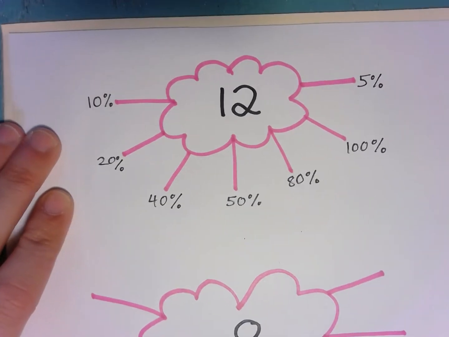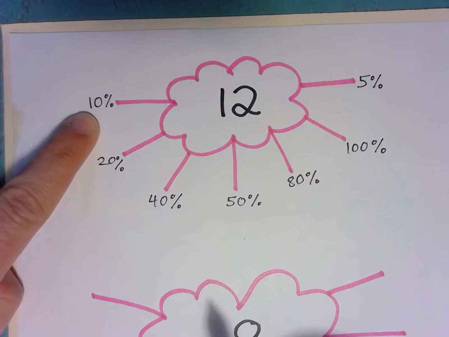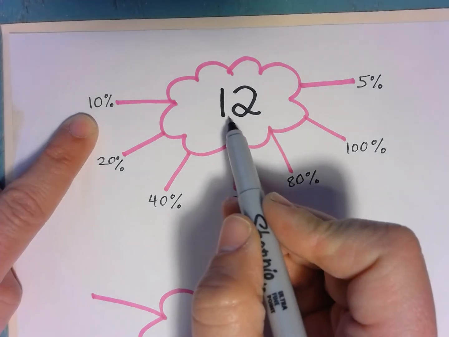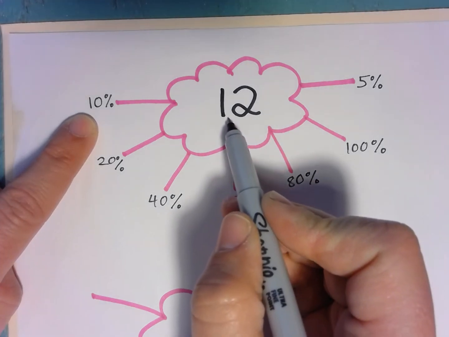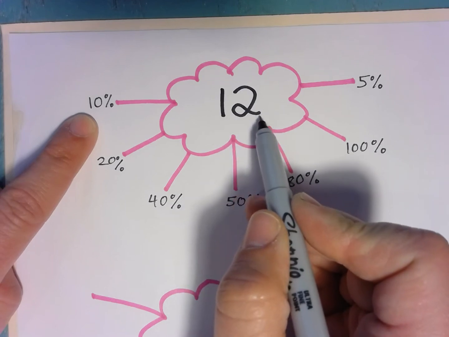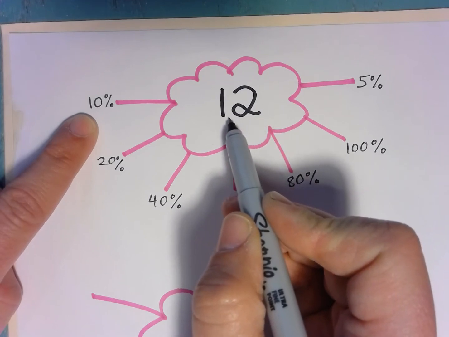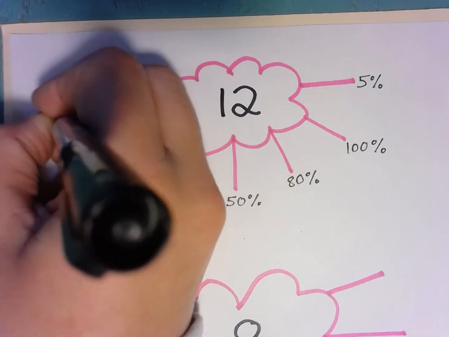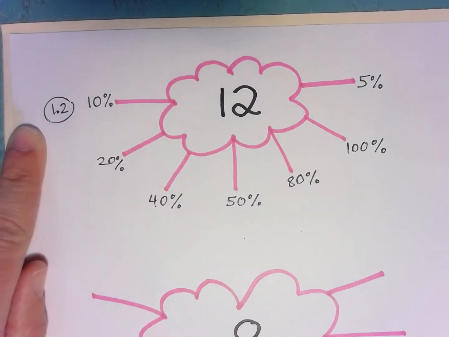Okay, so I always like to start with 10%. It is so easy to find 10% of any value because all you have to do is divide the number by 10. So remember, dividing the number by 10 means you move the decimal over one place to the left. So 12 divided by 10 is 1.2, or 1 2/10.